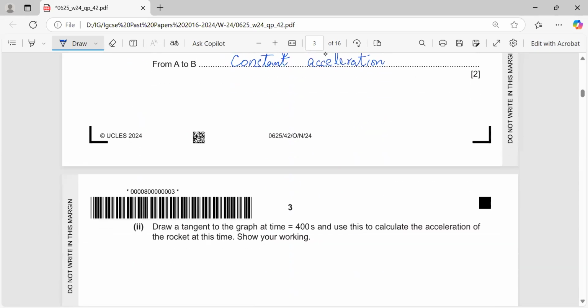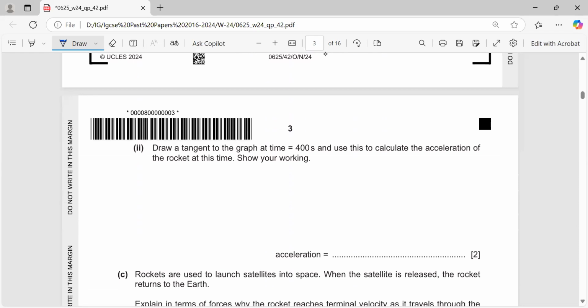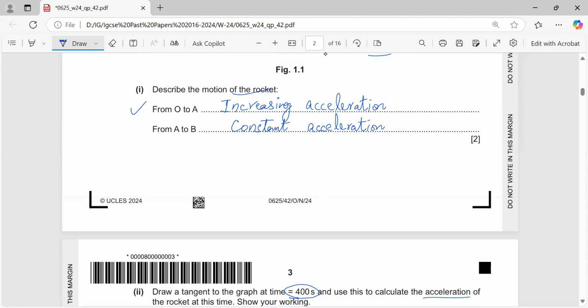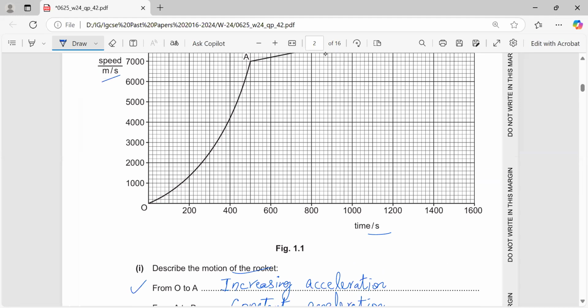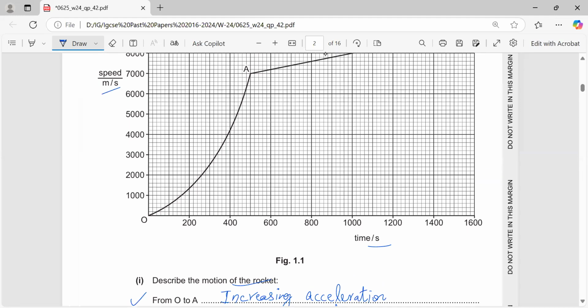Very simple, nothing special. Now draw a tangent to the graph at time 400 seconds and use this to calculate the acceleration of the rocket at this time. Show your working. So at 400 seconds, we have to draw a tangent. Even if they had not said draw a tangent, we have to. The reason is, check at 400, the graph is not a straight line, it is curved. So here we are supposed to draw a tangent. So my dear friends, I'm going to draw a tangent here.